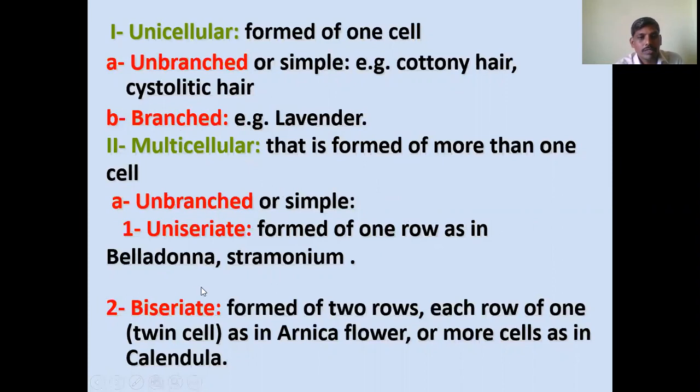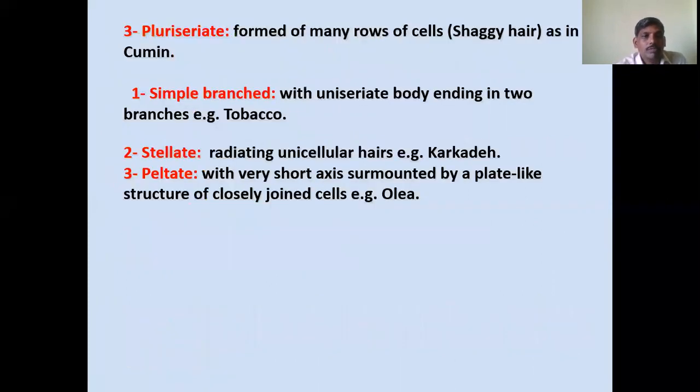Example, belladonna and stramonium. Biseriate means formed of two rows of cells, each row of twin cells as in arnica flower, or more cells as in calendula. Pluriseriate means many rows of cells, that is shaggy hairs as in cumin. Simple branched with uniseriate base ending with two branches, example is tobacco. Stellate means star shape or radiating unicellular hairs.